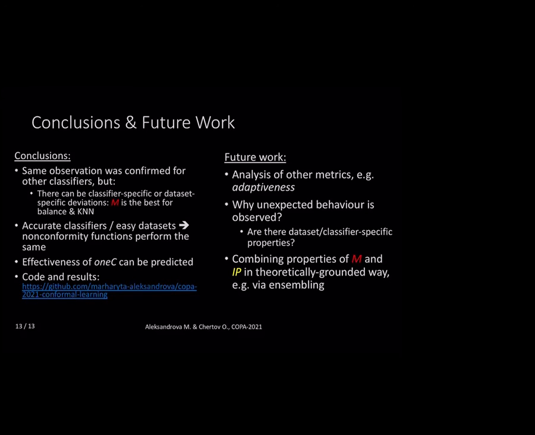As for future work, it could be interesting to extend our research with a similar analysis for other metrics, such as adaptiveness, for example. Also, it could be interesting to try to explain what the reason for the deviations might be. Is it dataset specific, classifier specific, and what should be the properties to exhibit such deviations? And finally, I would like to improve our approach of combining margin and inverse probability in a more theoretically grounded way.